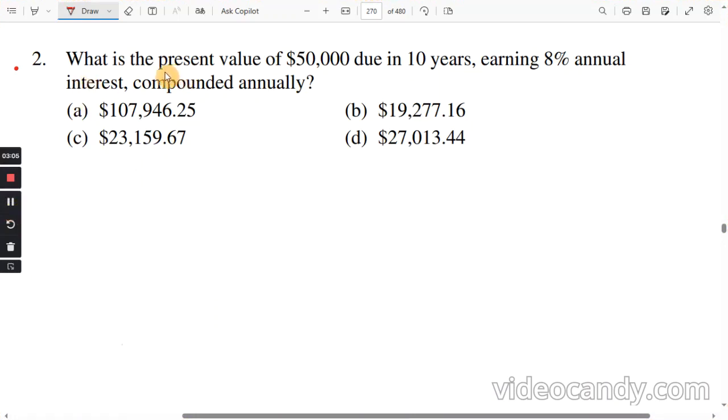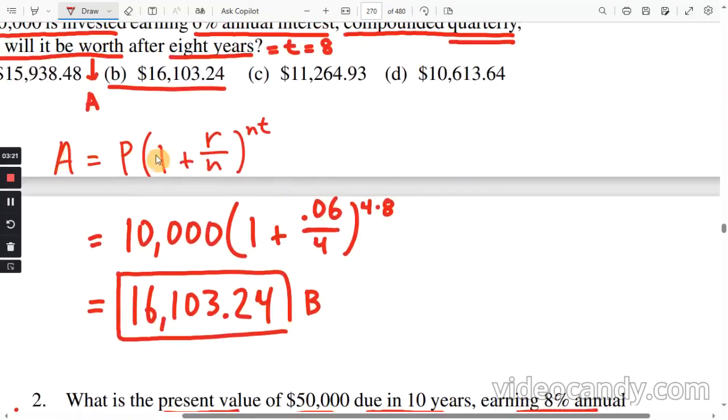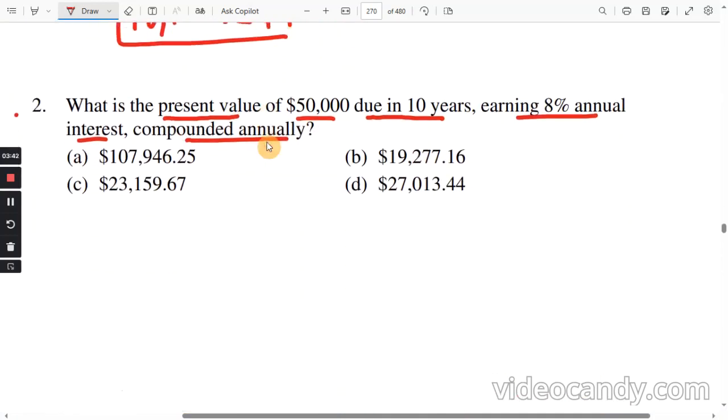Number 2, what is the present value of 50 grand due in 10 years, earning 8% annual interest, compounded annually? So for present value, you can still use the same formula that you used in problem 1. It will still work. But if you want a little bit of a shortcut, if you just reverse the A and the P and make the exponent negative, that's the present value formula.